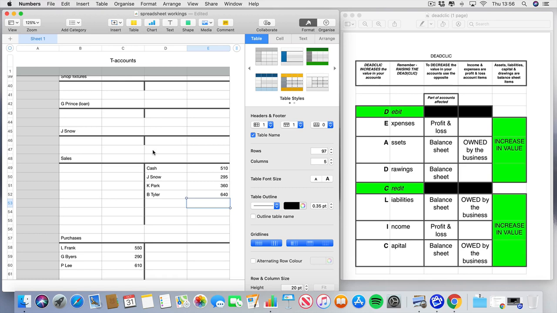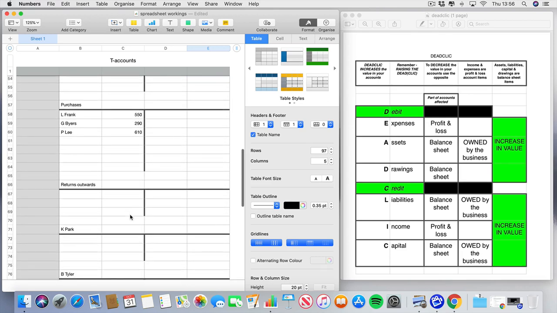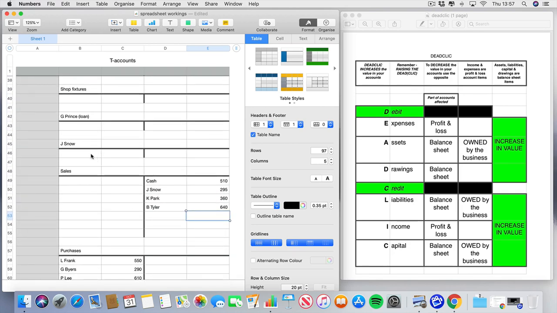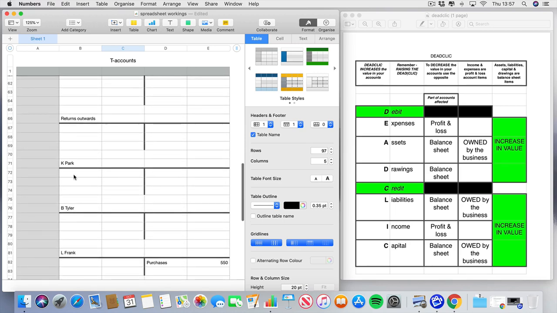So now we need our accounts for these three people that owe us money. They're going to be assets of the business because they're a debt to the business. We own the debt. They owe money to us, so it's an asset. So we find their accounts, which I should have created earlier: J Snow, K Park and B Tyler. J Snow is sales and it's going to be 295. Then K Park, that's sales and that is 360. And B Tyler, I'm going to say sales, and B Tyler is 640. Okay, now we're getting on.